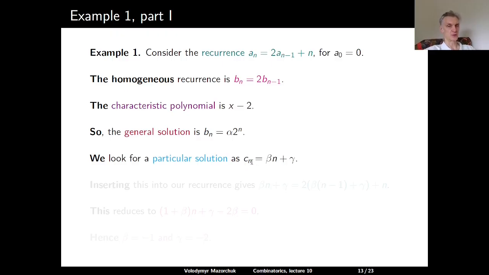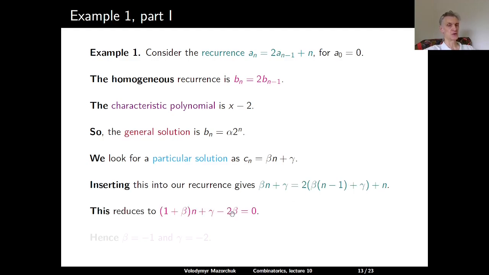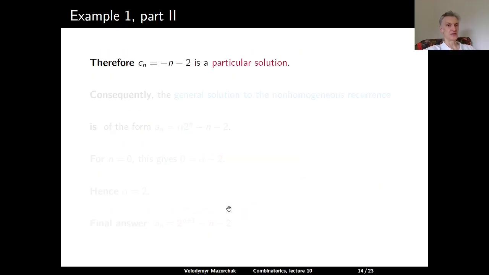So we look in the form c_n = beta n + gamma. We insert this into our recurrence, and we get beta n + gamma = 2 times (beta (n-1) + gamma) + n. And this reduces to (1 + beta) n + gamma - 2 beta = 0. And we see that here we can take beta = -1 to kill this, and then gamma = -2 to kill this. So c_n = -n - 2 is a particular solution to the non-homogeneous recurrence.